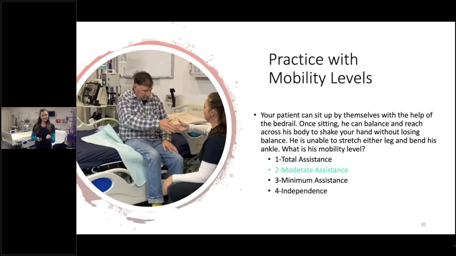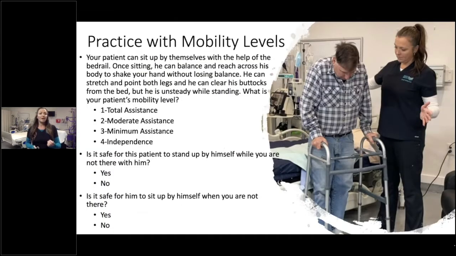This patient can sit independently. They just don't have enough strength in their legs to try and stand up. What about this one? Your patient can sit up by themselves with the help of the bed rail. Once sitting, he can balance, he can reach across his body, he can shake your hand, he can stretch and point both legs, he can clear his buttocks from the bed, but he's unsteady when he stands up. He cannot stand and hold it for 5 seconds, but he can clear his bottom.